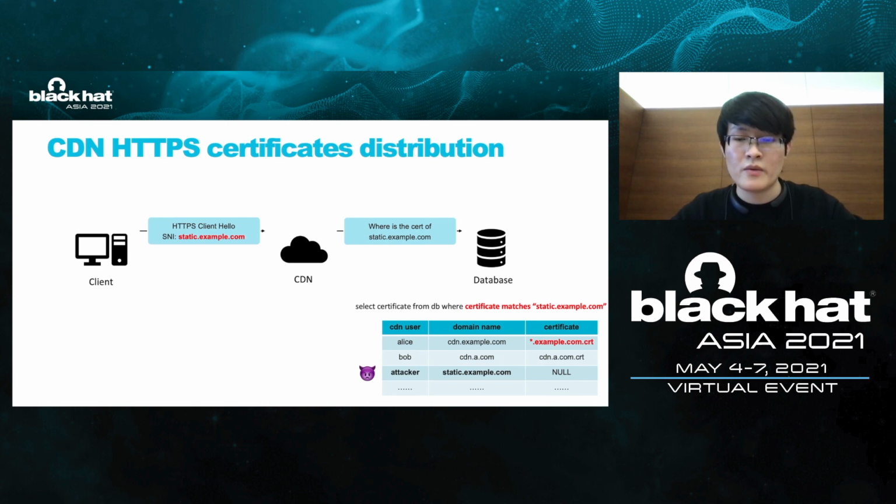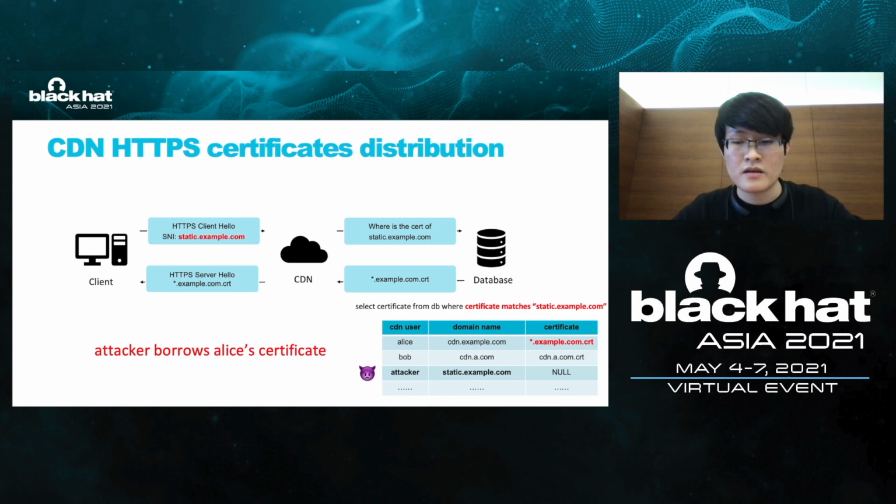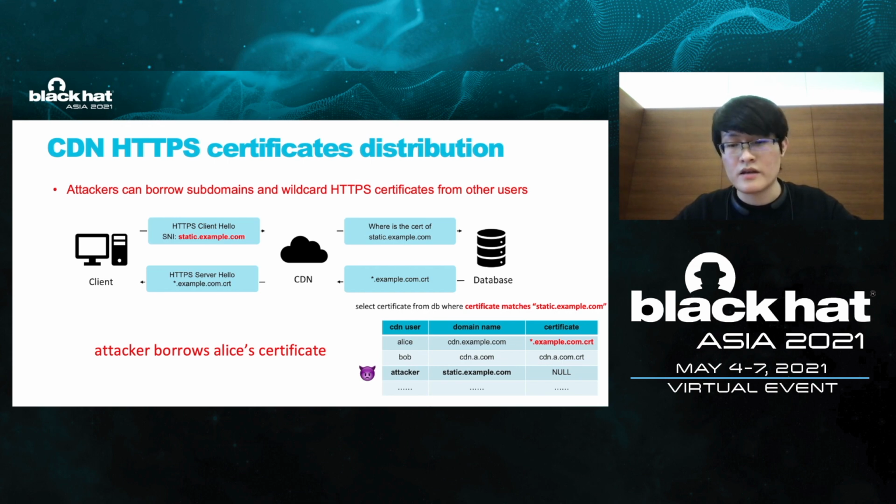And then the CDN will send the certificate which is owned by Alice back to the client. As a result, the client can use static.example.com to establish a valid HTTPS connection with the CDN. In other words, the attacker borrows the wildcard certificate from Alice. So with this feature, attackers can register subdomains and borrow wildcard HTTPS certificates from other CDN users.